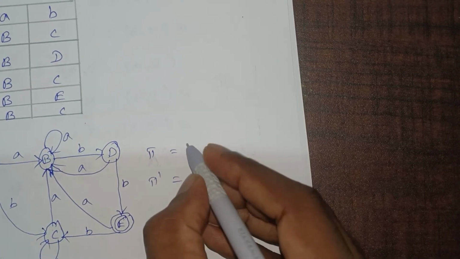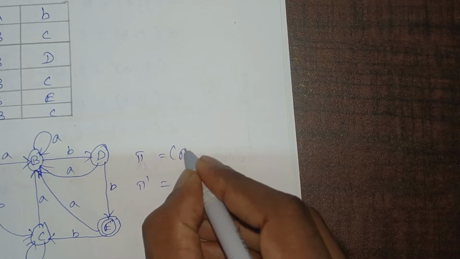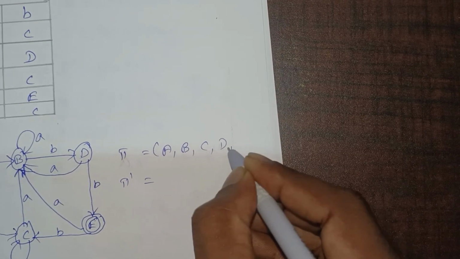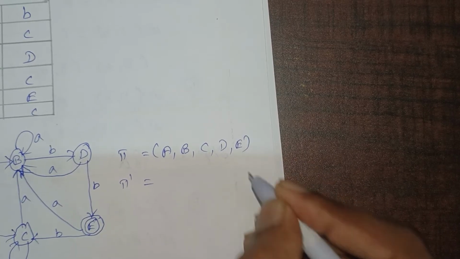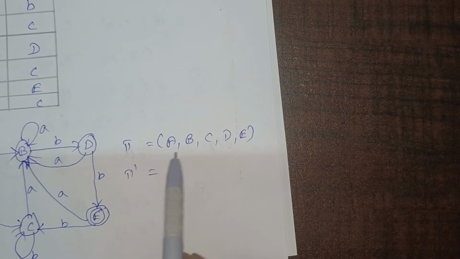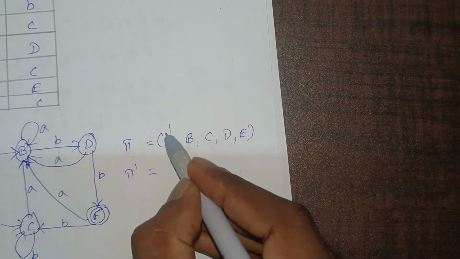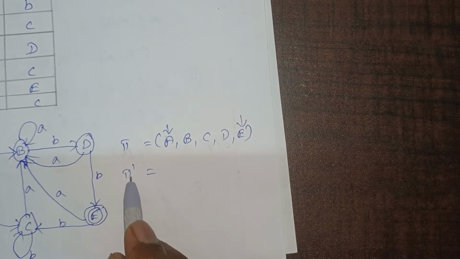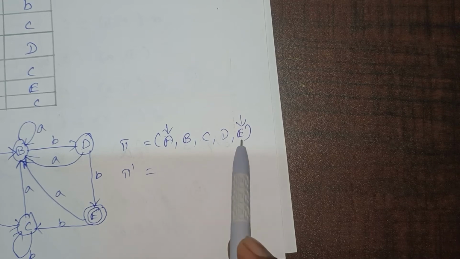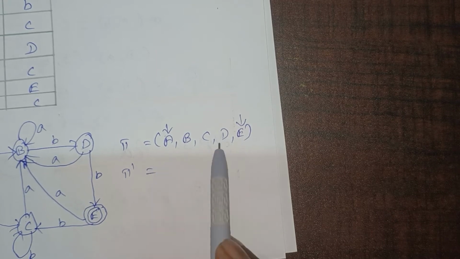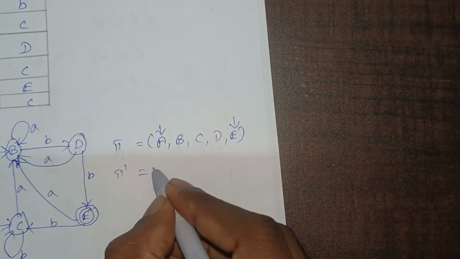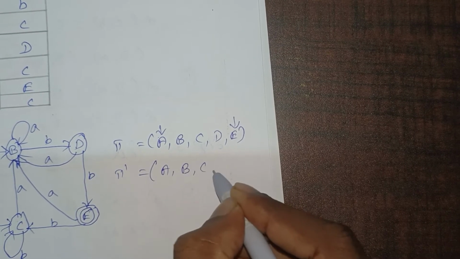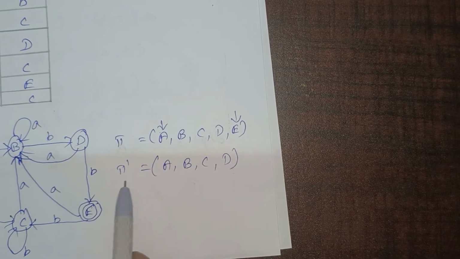Pi is equal to the number of states present here. As you all know, we have A, B, capital C, capital D and E, right? These are all the states. A is the starting state and the ending state is E. Pi dash will separate the end state from the regular states here. So I am going to write pi dash is equal to A, B, C and D. These are all the states.